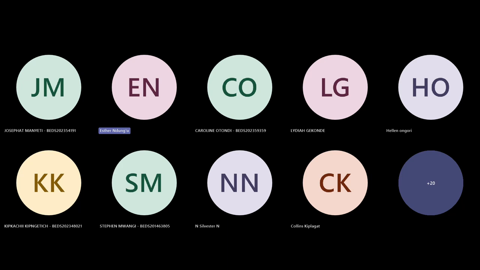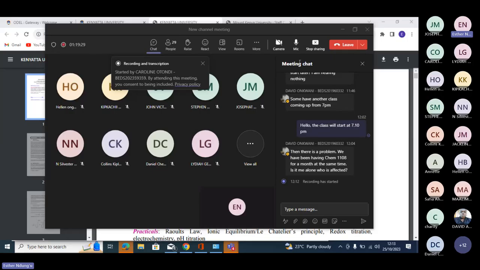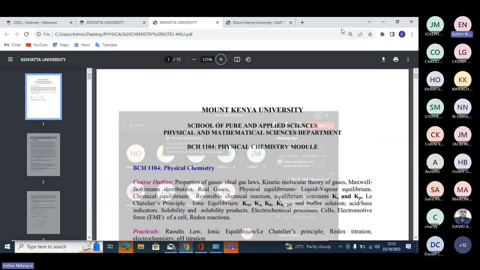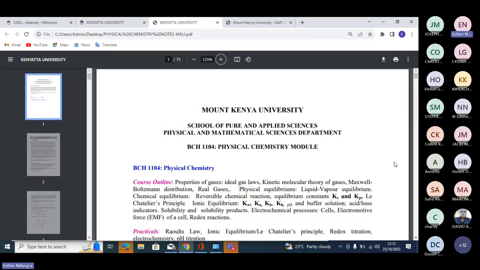Combined gas, no, at least those ones you have already encountered at some point. So therefore, it is one of the simpler units that you'll come across. It's a first year unit. It is an introduction unit to physical chemistry.